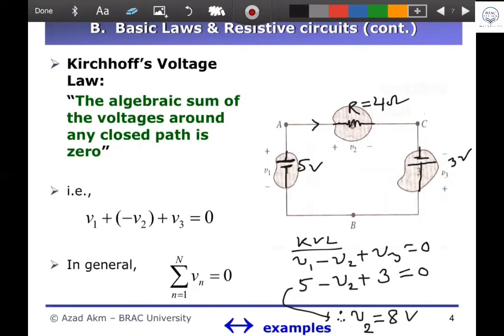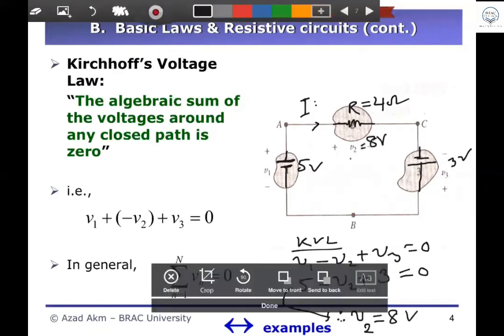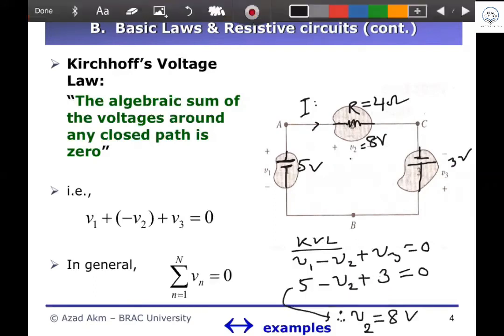So if the current is I, the current is flowing through this, and from A to B through the resistor of V2. Now from KVL we found V2 is 8-volt. That means this voltage drop is 8-volt. Okay, so you easily understand now. 5-volt, 8-volt, 3-volt. So 5-volt minus 8-volt plus 3-volt is the KVL value we have now got.